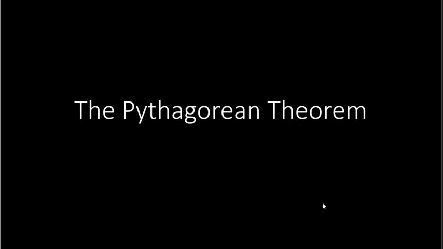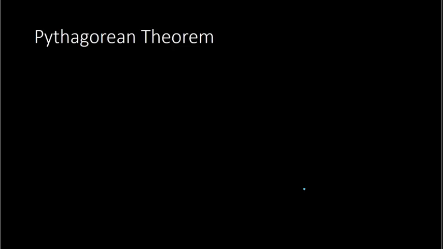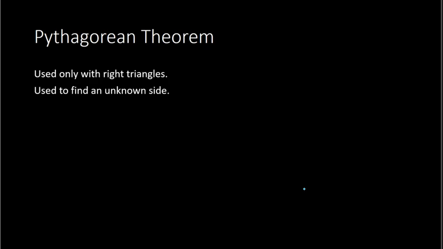In this video, you will learn about the Pythagorean Theorem. Now, what the Pythagorean Theorem is, it's a theorem or a formula that is used only with right triangles, and it's used to find an unknown side of a triangle. And the formula is c squared equals a squared plus b squared.